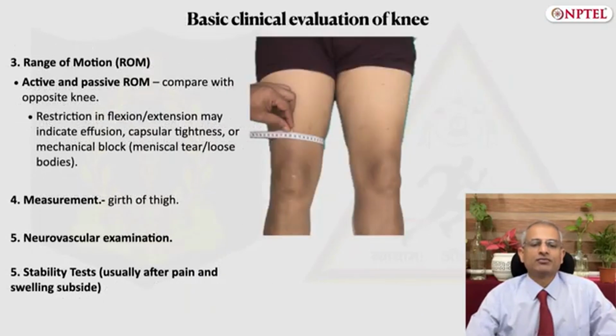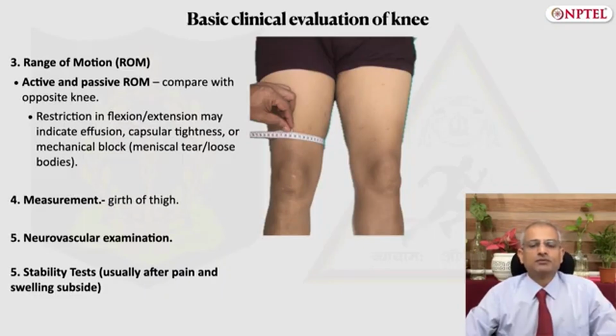Next is the recording of range of motion of the knee. Both active as well as passive flexion extension needs to be checked. A restricted range of motion may either be because of pain or because of mechanical block due to an intraarticular loose body or effusion or a bucket handle tear of the meniscus, where the knee may be locked and the patient is unable to fully extend the knee.